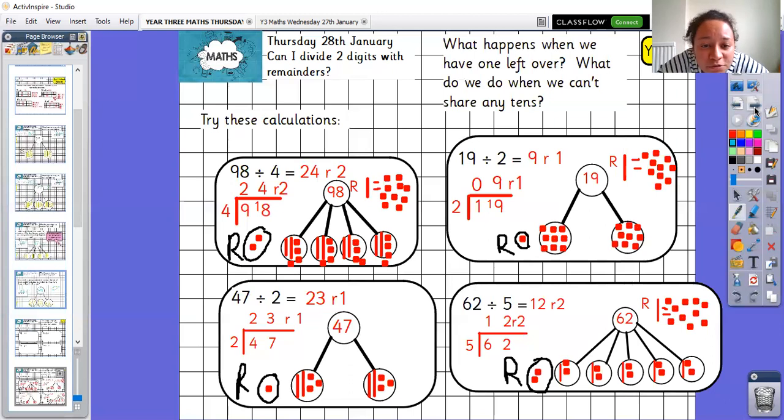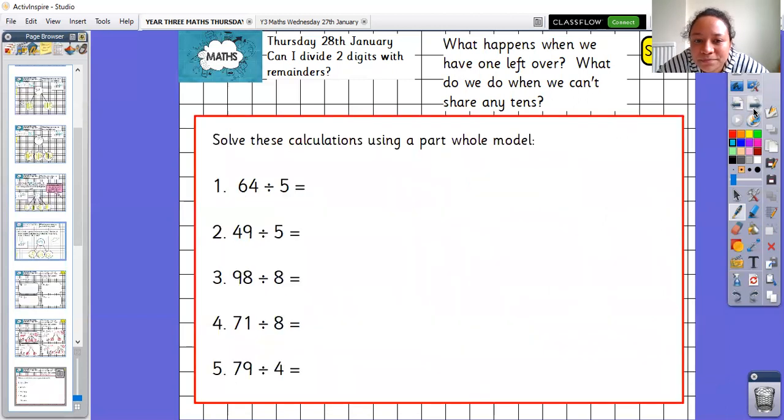Okay, have a little look through, tick through, see if you can spot any mistakes that you made, and then we'll go from there. Okay, so for our silver task today, we're going to look at solving these calculations using a part-whole model. Pause the video here and give them a go.